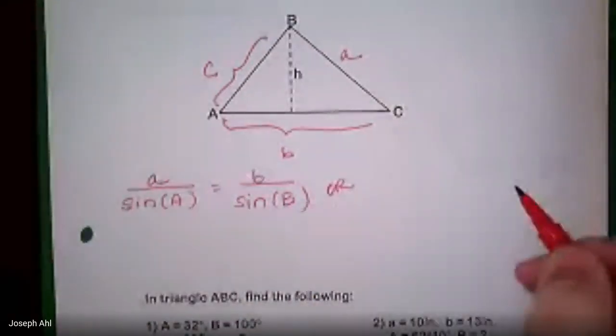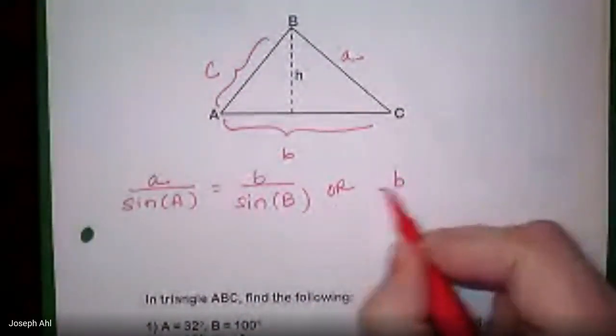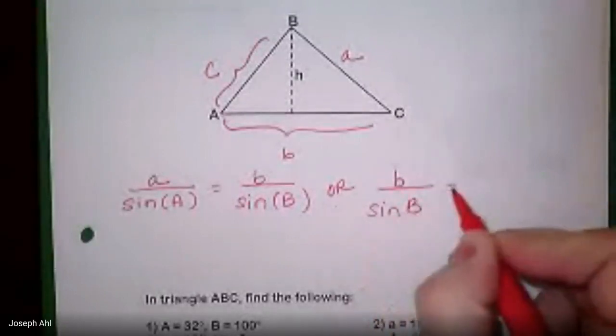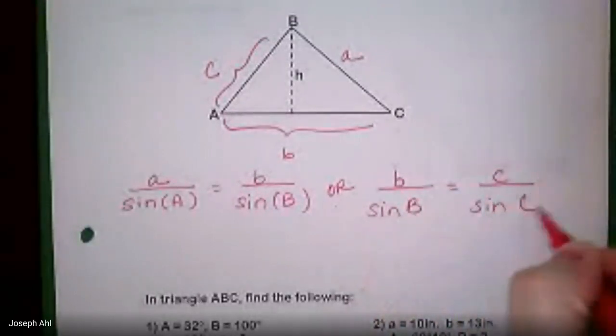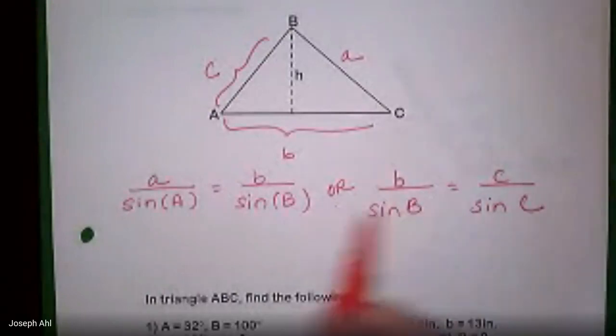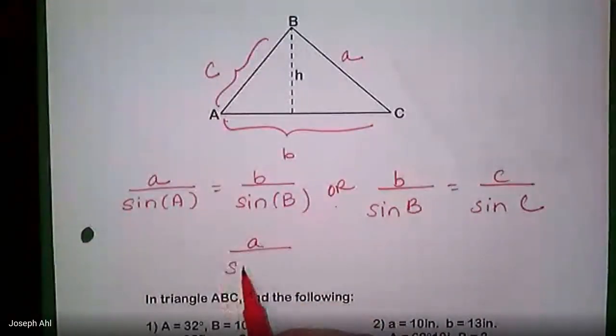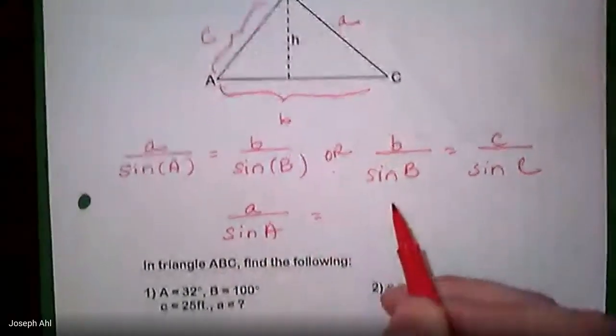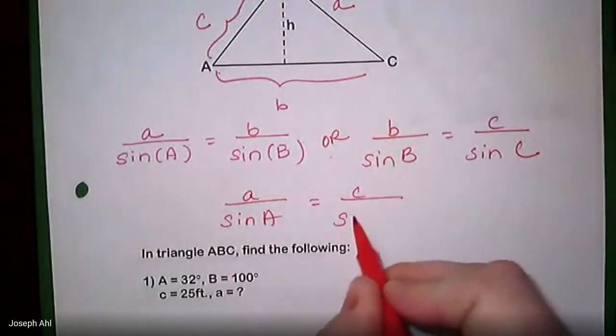Or we can certainly incorporate side C. It could have been something like B over sine B equals C over sine C. That would be an option that we would have for law of sines. And I guess the last scenario being A over sine A is equal to C over sine C.